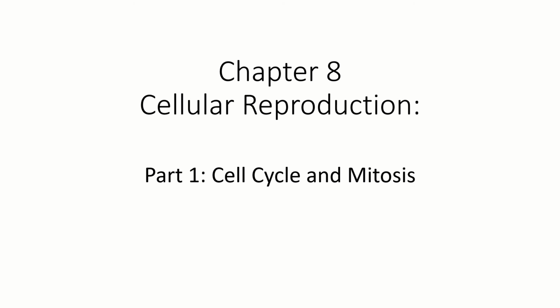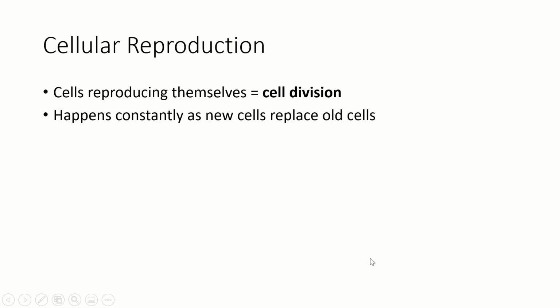Hi, it's Professor Gould. In this section, we are going to start talking about how cells reproduce themselves, what we call cellular reproduction. We're going to start actually by not talking about that. We're going to talk about the cell cycle and the life cycle that every single cell goes through. So cellular reproduction is this process where the cells reproduce themselves, and we call it cell division.